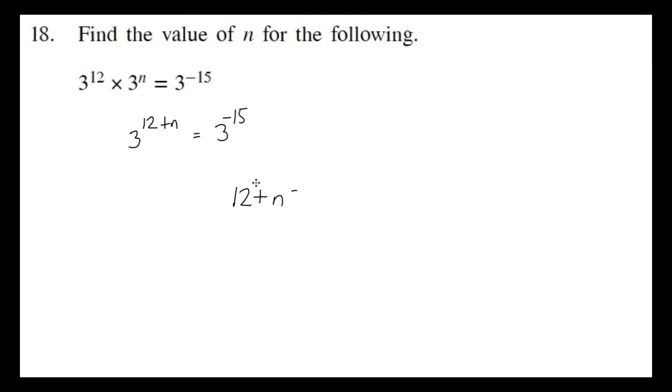So to get the n by itself, I have to get rid of the 12. It's a positive 12, so I'm going to do a negative 12 on both sides. So negative 12 and negative 12. So the 12 and the negative 12 cancel. And I'm going to be left with n equals, this is not subtraction, we have a negative 15 and a negative 12. So it's actually an addition problem. So that equals negative 27. So you have to know your integer operations.